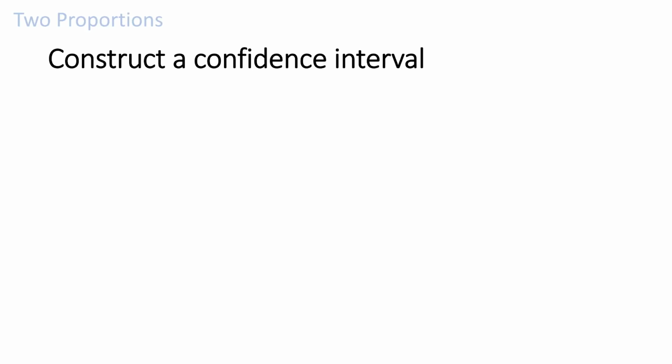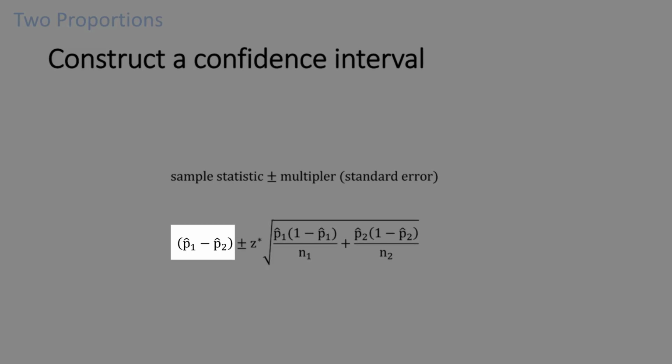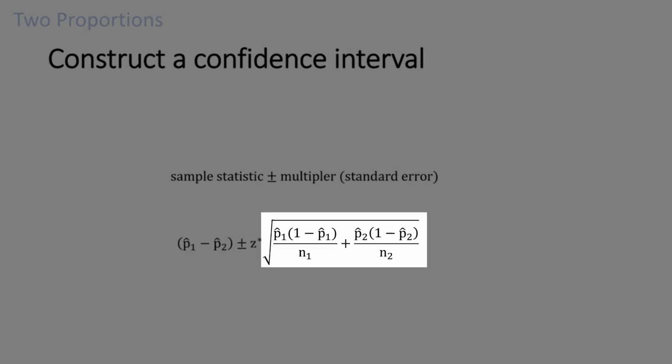Next, we are going to construct a confidence interval to estimate the difference in two proportions. I'll show you the formulas and go through a quick example, but whenever possible, you should be using Minitab Express. We're still using the same general form of a confidence interval. Our sample statistic is the difference in the two sample proportions. Assuming assumptions are met, our multiplier comes from the z-distribution. And the standard error formula that we saw earlier for a confidence interval is the last piece here.